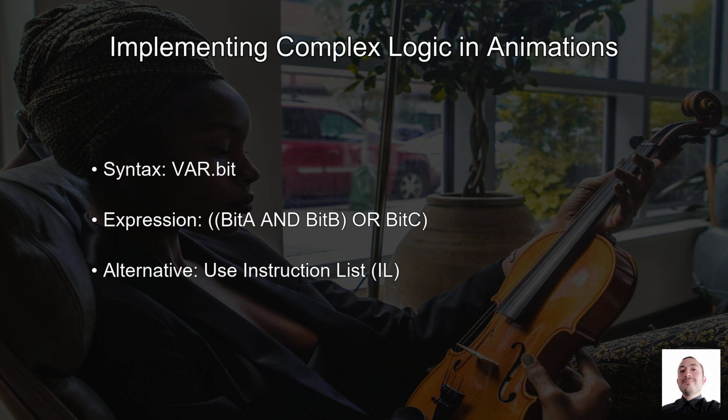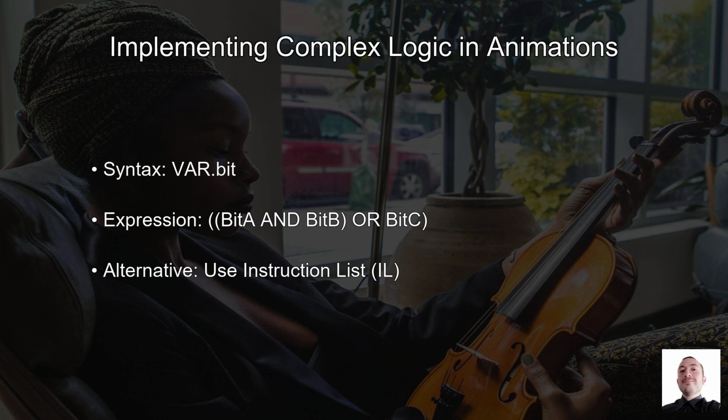Now, let's delve into the heart of implementing complex logic in your animations. Imagine you're working with a human-machine interface, or HMI, and you need to animate objects based on intricate conditions. You've got your basic threshold animations down. But what if you need to use logical expressions like beta and bit or bic? Here's the exact method: access the bit of a variable using the syntax var bit. To create an expression, you'll combine these bits using logical operators. For instance, if beta and bit are both true, or if bic is true, your animation will trigger. This is crucial for advanced HMI functionality.